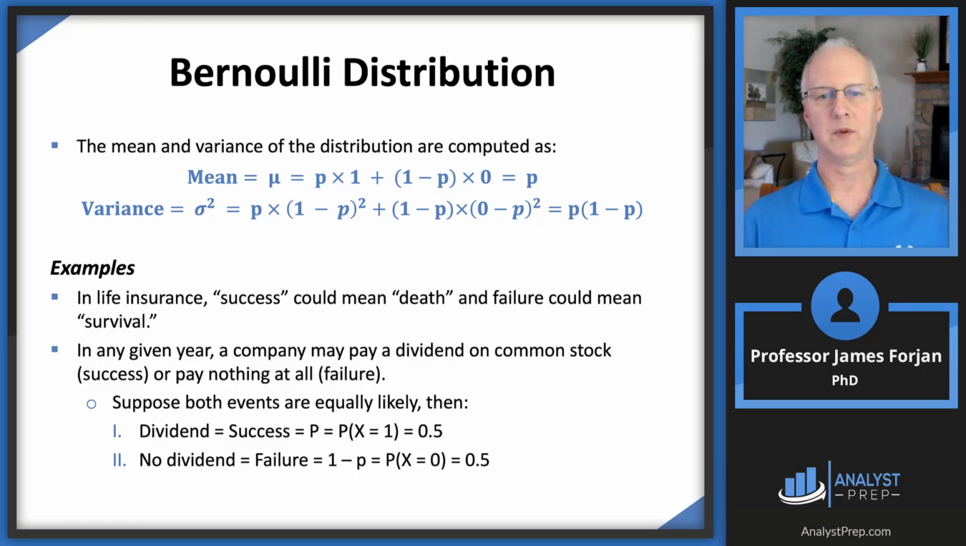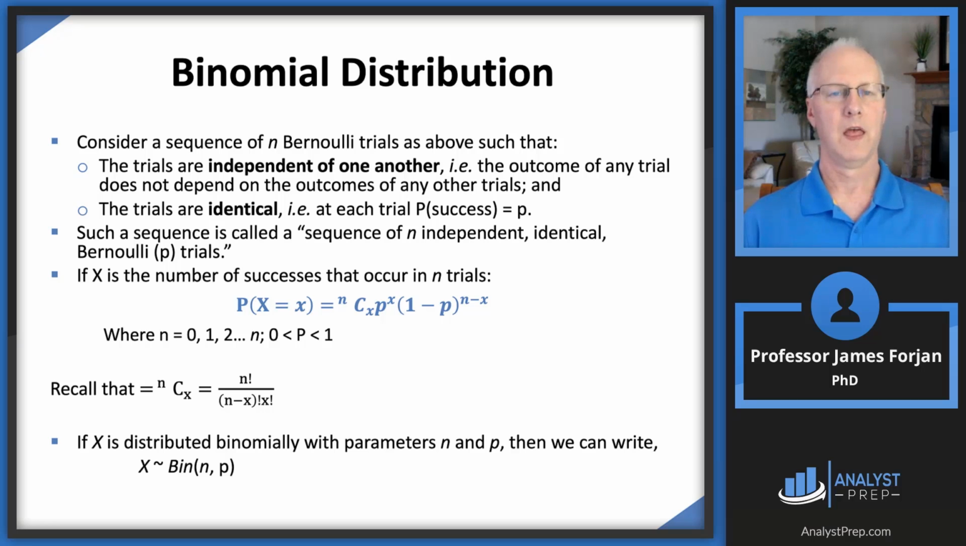How about some examples? In life insurance, success could mean death, failure could mean survival. How about a company paying a dividend or paying nothing at all? If both of these events are equally likely, then the P for the dividend is half, and the P for the no dividend is half. That should make sense. How about a binomial distribution?